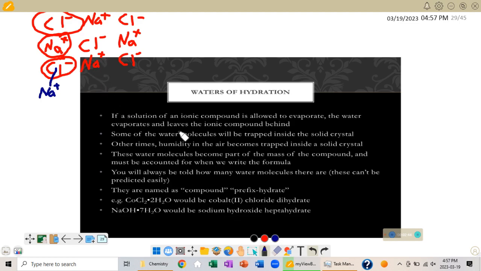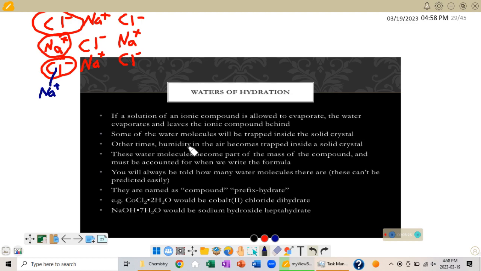But if we were to look at something different, for example, copper 2 chloride, we take a solution of that and we allow the water to evaporate. Water evaporates and leaves the ionic compound behind. This should make sense. You've talked about this in grade 8 science when you talked about separation of solutions. You can use evaporation. If I have salt water and I want to get the salt back, I let the water evaporate and I'm left with salt crystals. But depending on what the compound was, some of the water molecules are going to be trapped inside the solid crystal.